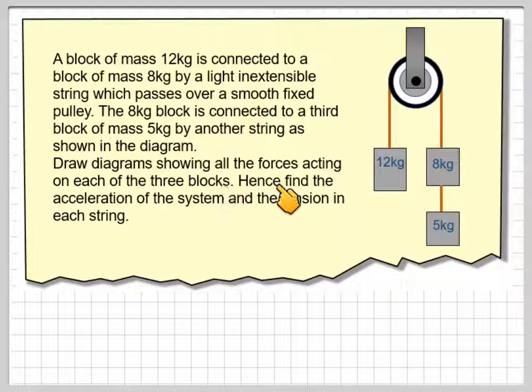Draw diagrams to show the forces acting on each of the three blocks, hence find the acceleration of the system and the tension in each string. So what we've got to do is find the tension here and here, which will be the same, and the tension here.